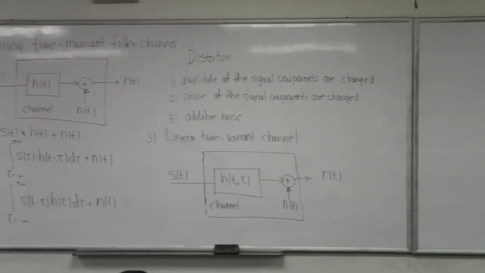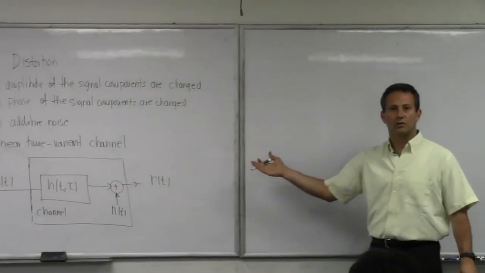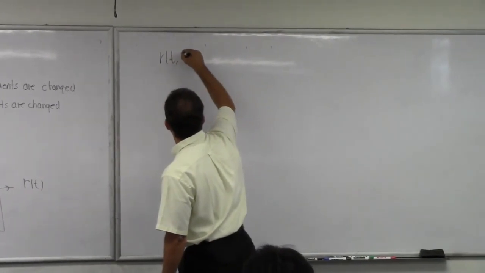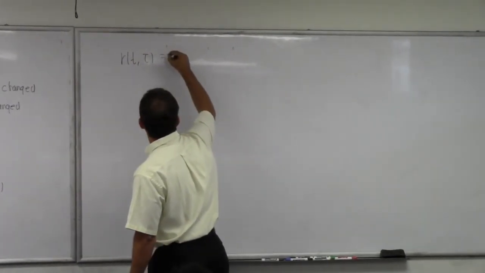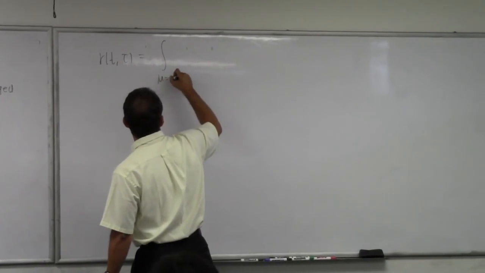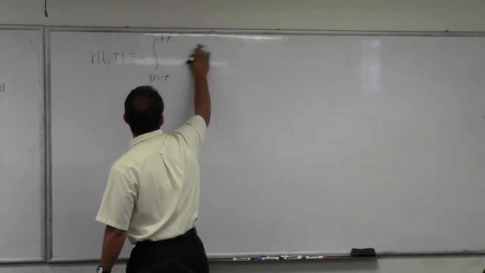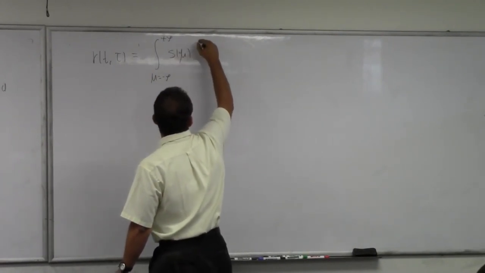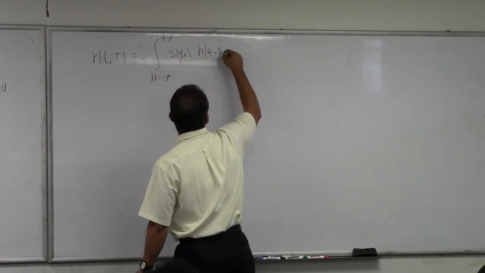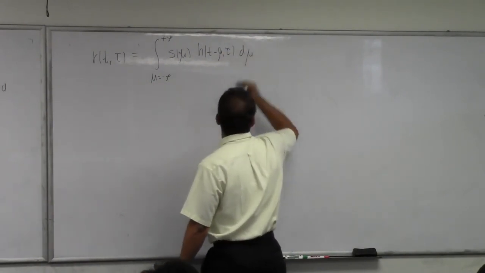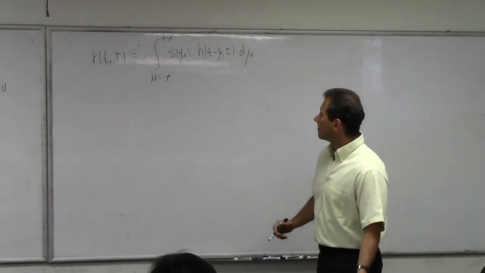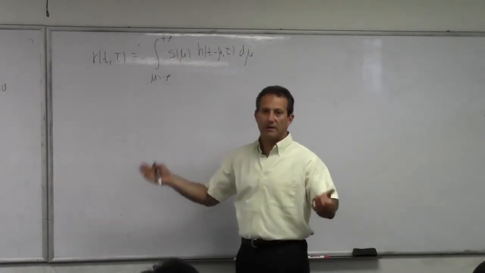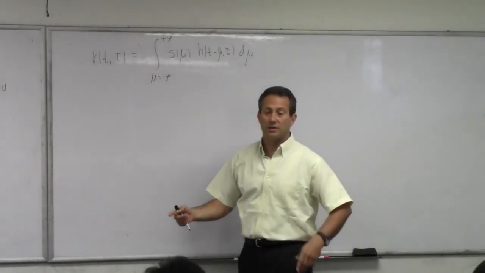The channel is still linear, therefore the convolution still holds, right? So I can calculate here R of t, but at some time tau, is going to be equal to the integral when mu goes from minus infinity to plus infinity, s of mu, h of t minus mu at a given tau d mu. Okay, so mu is just a running dummy variable. It helps me do the integration.